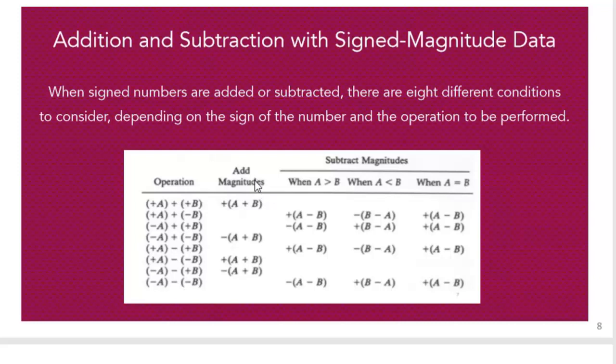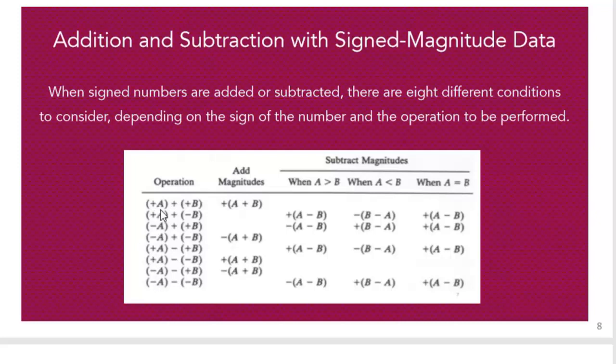And this is add magnitude, that means the magnitudes of the numbers will be added, and this is subtract magnitude, that means the magnitudes of the signed numbers will be subtracted. They depend upon these three conditions: when A is greater than B, when A is less than B, and when A equals B. That means when the signed magnitude number A is greater than B, then these operations have to be performed. When A is less than B, then these operations have to be performed. When A equals B, these operations have to be performed. So here you can see that there are 8 possible cases.